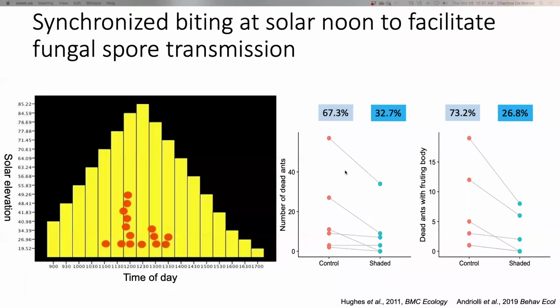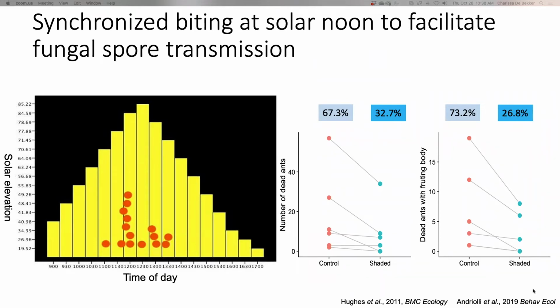And it seems that this has a fitness effect on the fungus, because the ants that end up in the control area were much more likely to actually produce a fruiting body and therefore to transmit to other ants, while the ones that ended up in the shaded areas were less likely to produce one. So we think that this timing is actually functional for the fungus.